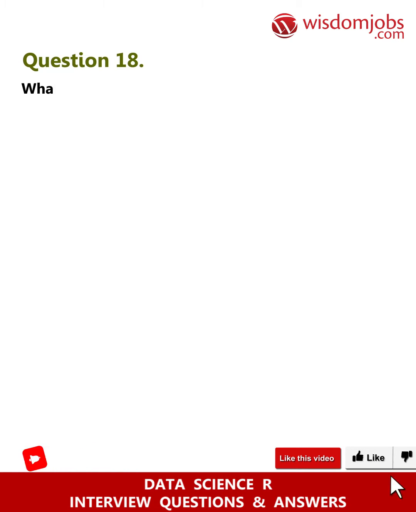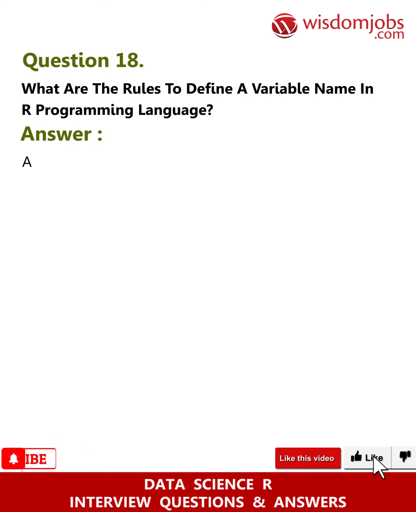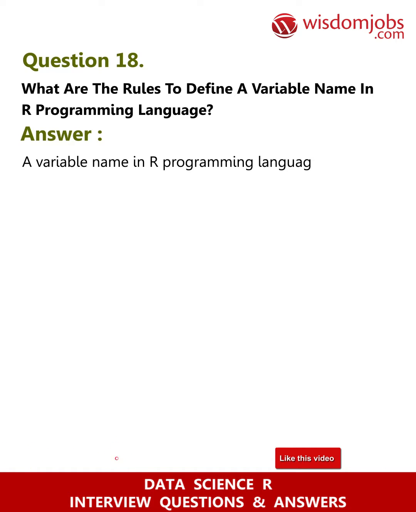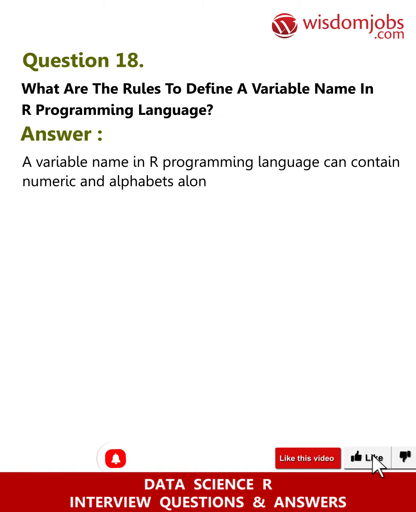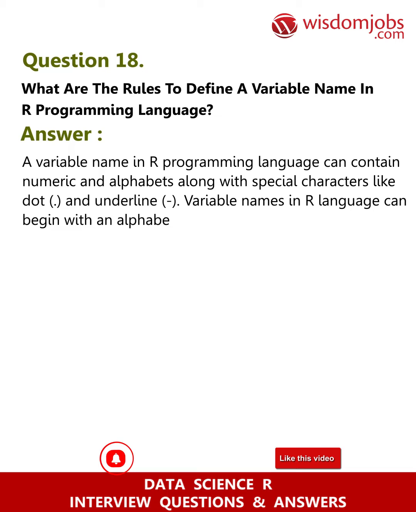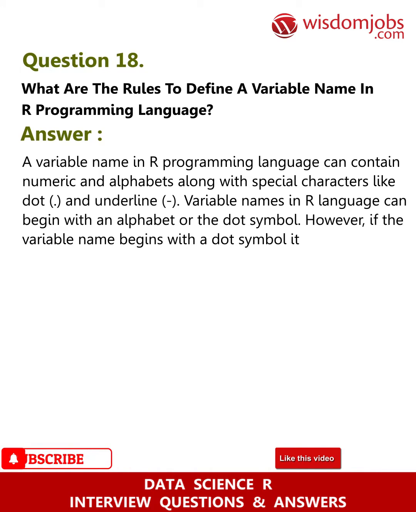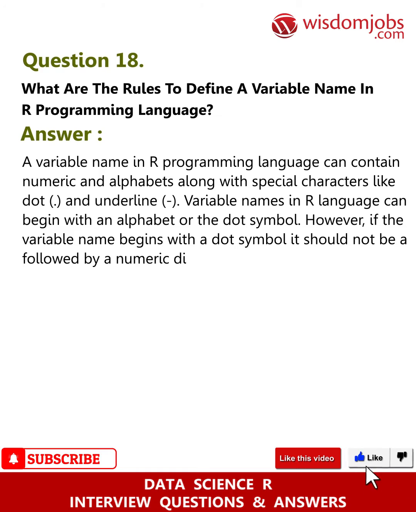Question 18. What are the rules to define a variable name in R programming language? Answer. A variable name in R programming language can contain numerics and alphabets, along with special characters like dot and underline. Variable names in R language can begin with an alphabet or the dot symbol. However, if the variable name begins with a dot symbol, it should not be followed by a numeric digit.